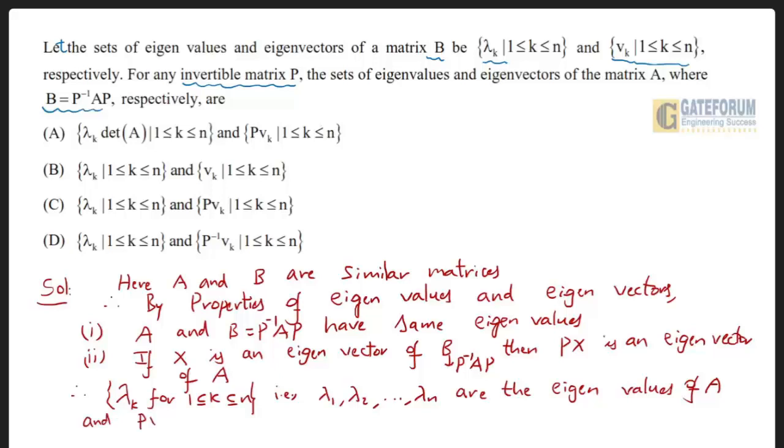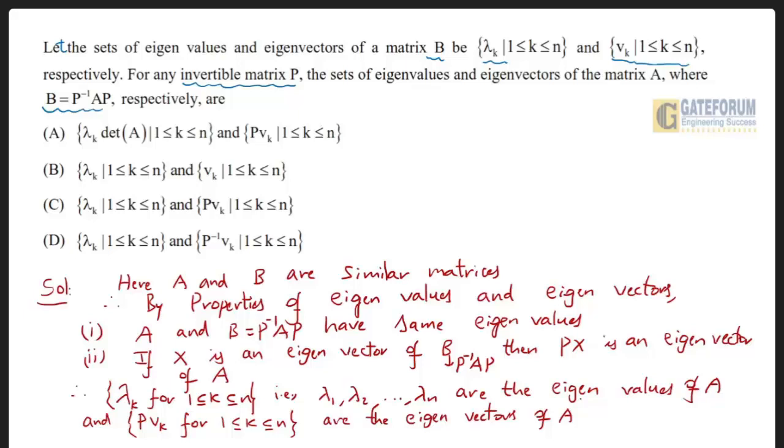P into Vk, or a new symbol also. If you compare with alpha, beta, gamma, Greek letters, this is nu k or Vk. P into Vk for 1 less than or equal to k less than or equal to n. Okay, this I can also write in a set: these are the eigenvectors of the matrix A.